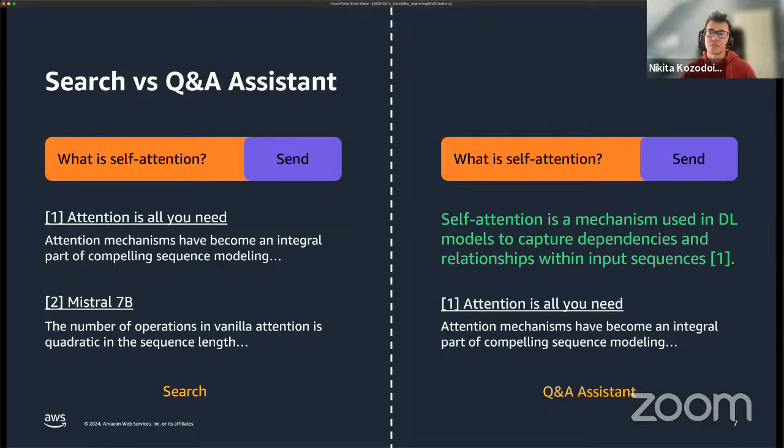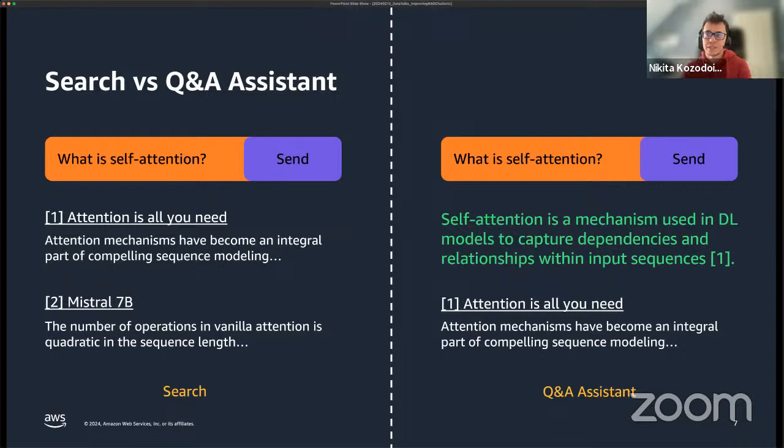And this is the main reason we want to build those assistants, because we want our users to save time. We don't want them to click in and manually read through those documents. We rather want them to have a direct answer that they can double check if needed, but that they can rely on instead of having this need to browse through the sources manually.